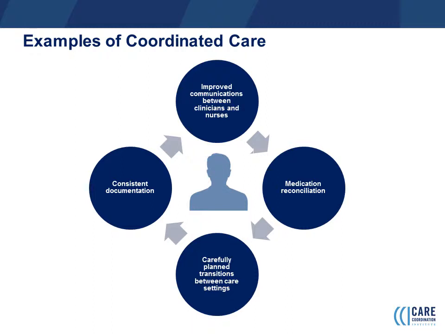Carefully planned transitions is number 3, between care settings. As the patient's condition worsens, how is the family coping? Do they need extra help in the home? Is it time for the patient to transition to palliative or even hospice care? These are things to be considered. 4. Consistent documentation, making sure everyone is consistent so as to gain a clear picture of the patient and their condition as the disease progresses.